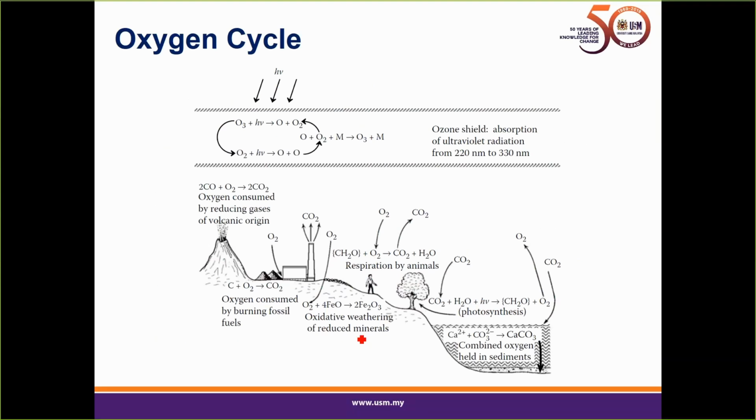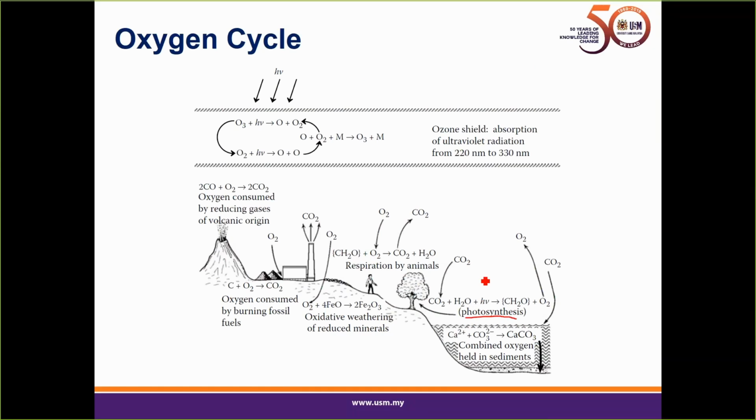Here is a diagram showing the detailed oxygen cycles in our ecosystem. So you can see here that oxygen is exchanged among the atmosphere, geosphere, hydrosphere, and biosphere. There are different processes that occur during the oxygen cycle. The common process you think of for oxygen is photosynthesis.